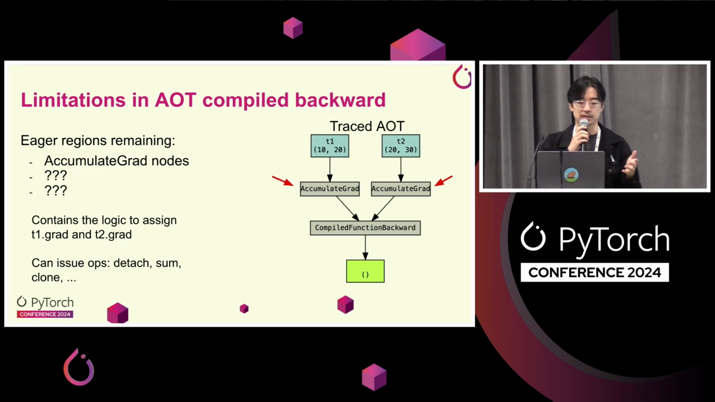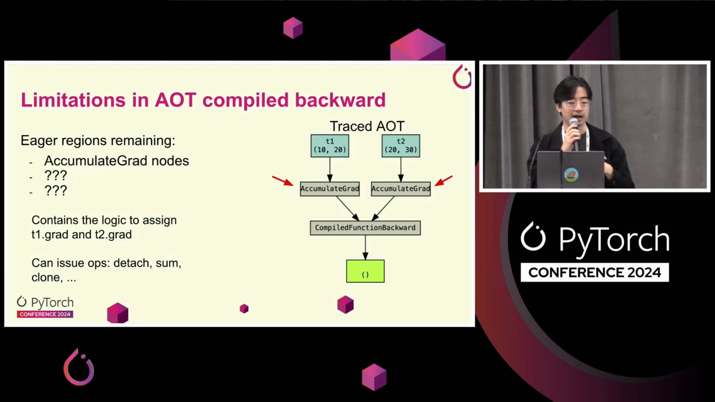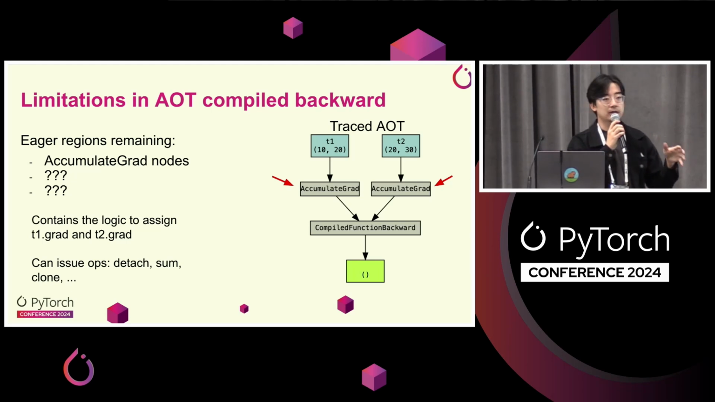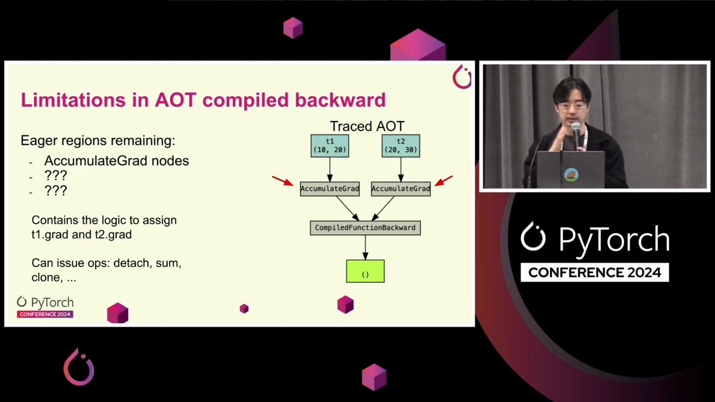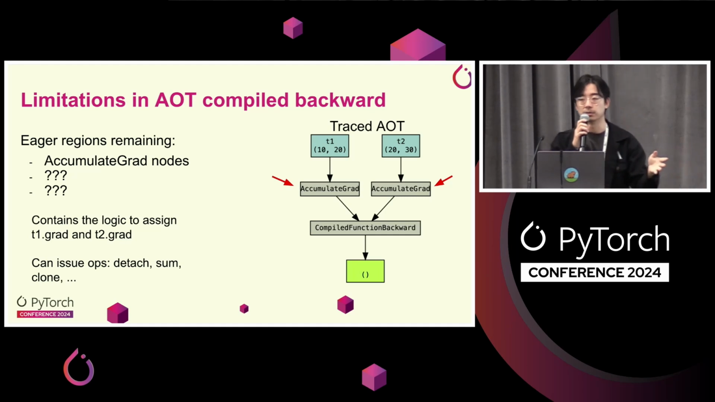So the first one you see are the accumulate gradient nodes. These nodes decide the logic on how you set the gradients of the tensors that require gradient. And this implementation, depending on the gradient, can issue different types of ops, like detach, sum, clone, and all of these would be running in eager. And you have one of these per input tensor parameter. So let's say you have a linear layer, well, that'd be 2 accumulate grad nodes already, one for the weight and one for the bias.